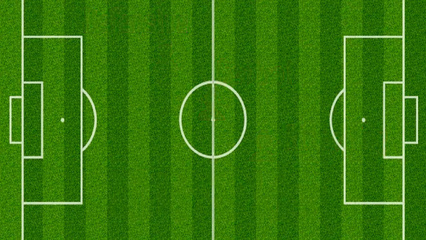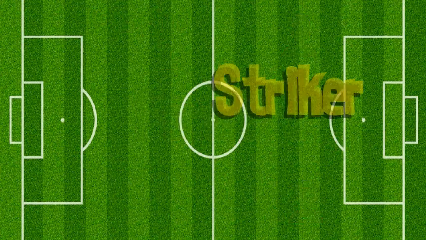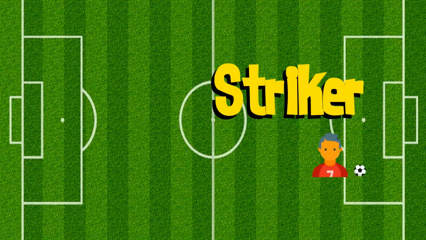Moving on, the next position we will look at is a forward. These players are offensive players. They play near the opposing team's goalpost. The last position we'll discuss is a striker. This is a player whose job is to score a goal. The striker brings us to the end of our list of positions in soccer.